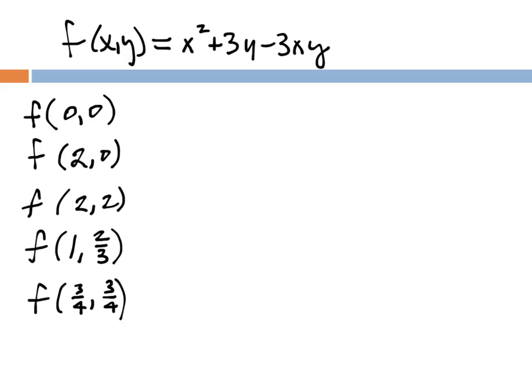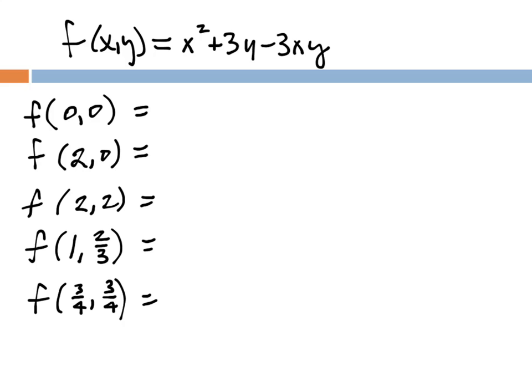X squared plus 3y minus 3xy. And we actually need to know values here. We do not just need to know signs. We need to know the actual numerical value that we get, in fraction form or decimal form. It doesn't necessarily matter, but we do need the actual numerical value for these. So everybody give them a shot and see what you get for all 5 of these.